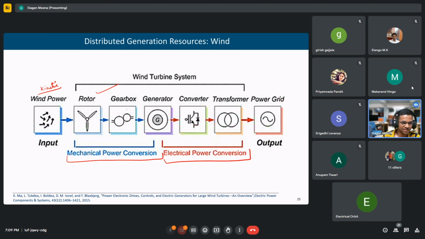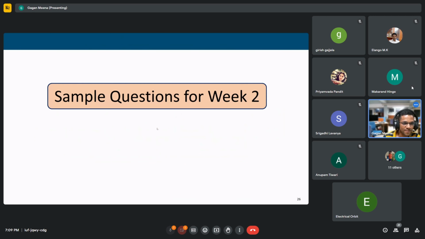So we have a rotor, then a gearbox to increase the speed, because the rotor will move at a slower speed and we need a very high speed. For 50 hertz we also need a very high speed. 3000 RPM is required, so for that a gearbox is required. And the generator is there, then we have a converter and transformer to interface it to the AC grid.